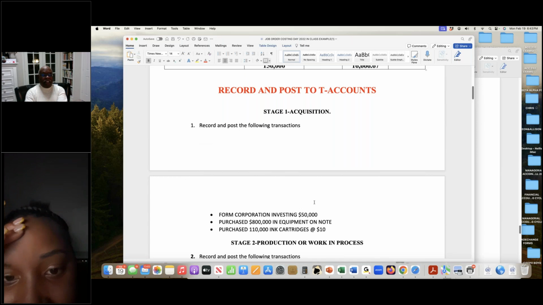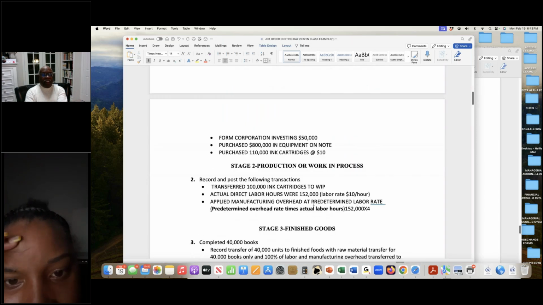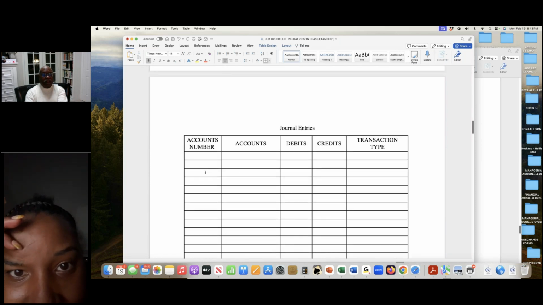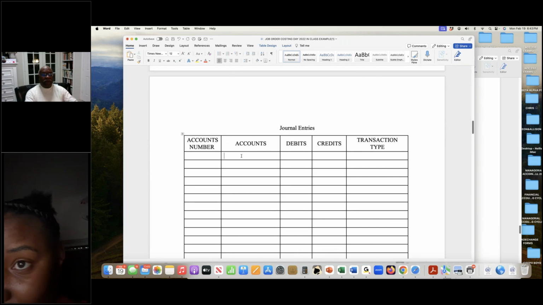Well, let's look at the first one. You form the corporation investing $50,000. So that's the first journal entry. We're in stage one, and we got to form the corporation. We'll buy the raw materials eventually. But can you make the first journal entry where you start a company investing $50,000? Can you make that journal entry? Anybody, what's that journal entry?